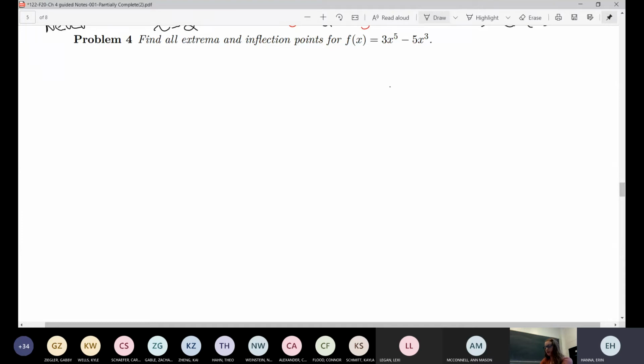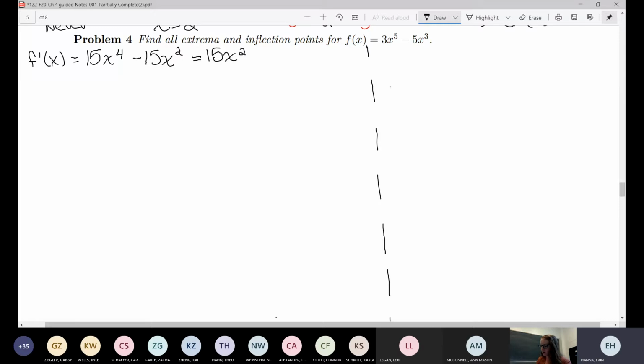All right, same idea: all extrema, all inflection points. So we need some derivatives. And let me split it up this way, that'll hopefully save space. So we need the derivative. We've got some power rules going on. Bring the power down, and we get 15x to the 4th minus 15x squared. I always suggest pulling out the greatest common factor. In this case, both of those terms have a 15 and an x squared in common. So we can pull out a 15x squared and be left with x squared minus 1.